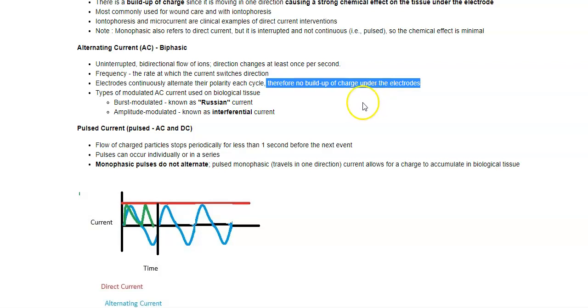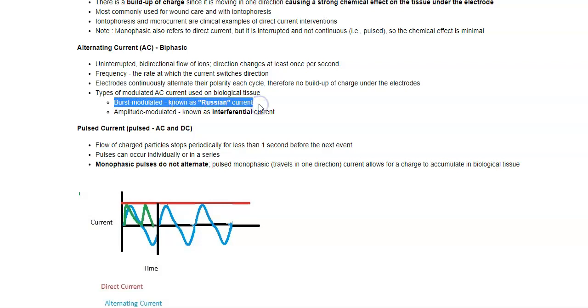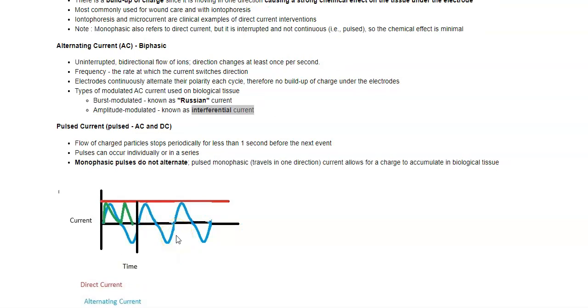When you're working with commercial units, you can have different types of alternating current. There's a common current called Russian current. This is a current we use to stimulate muscles to contraction, and that's burst modulated. So you'll see a bunch of waveforms coming in, and when they come in, they may come in at slightly different frequencies.